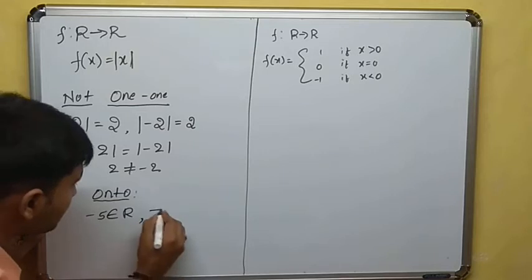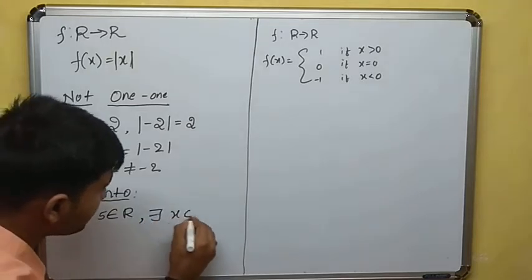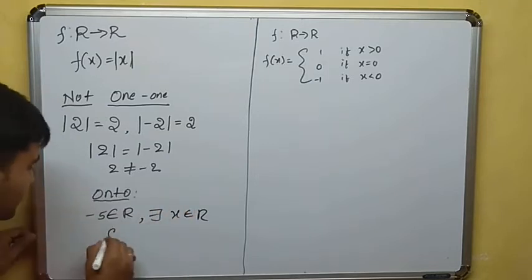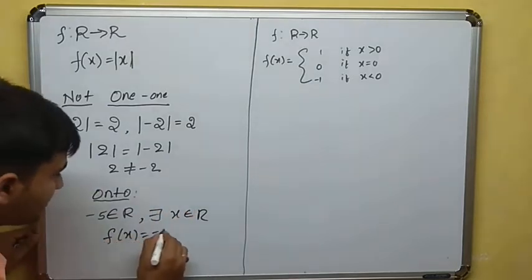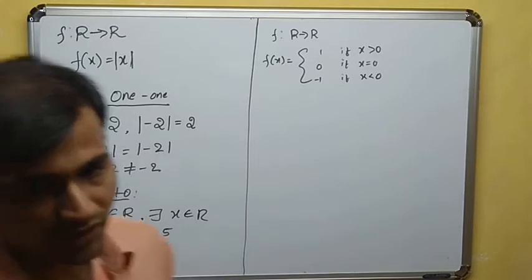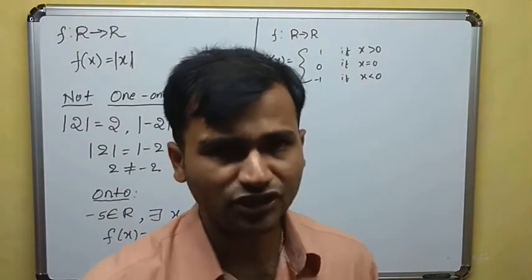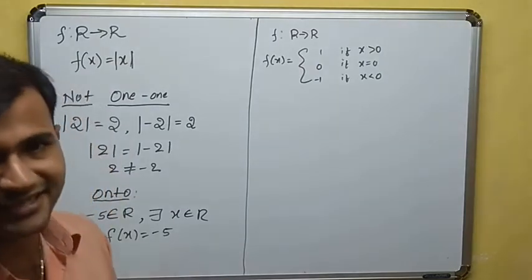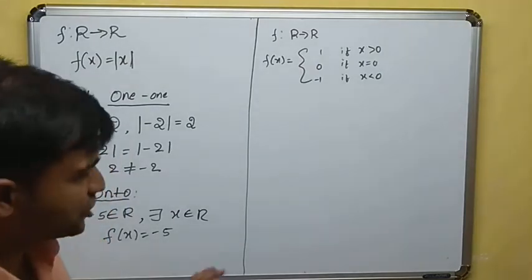Therefore, there exists no x belonging to R such that f of x is equal to minus 5. Therefore, this function is not onto. So this is neither one-one nor onto. Hence, it is not a bijective function.